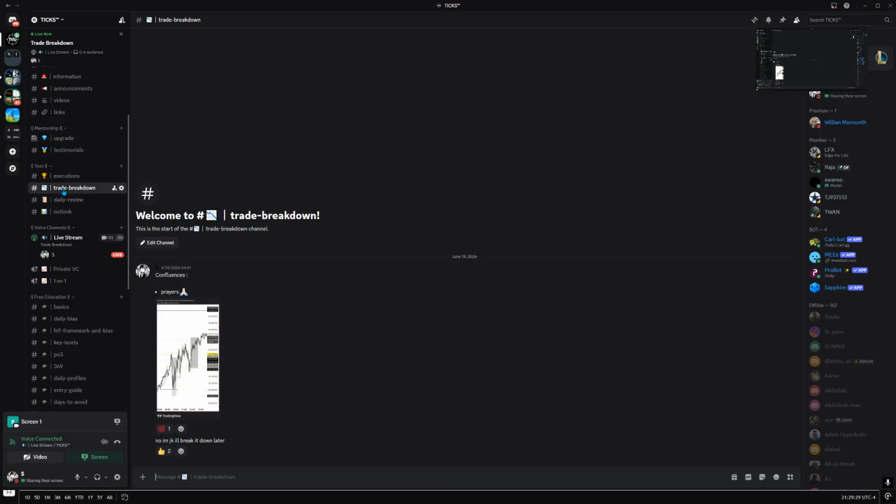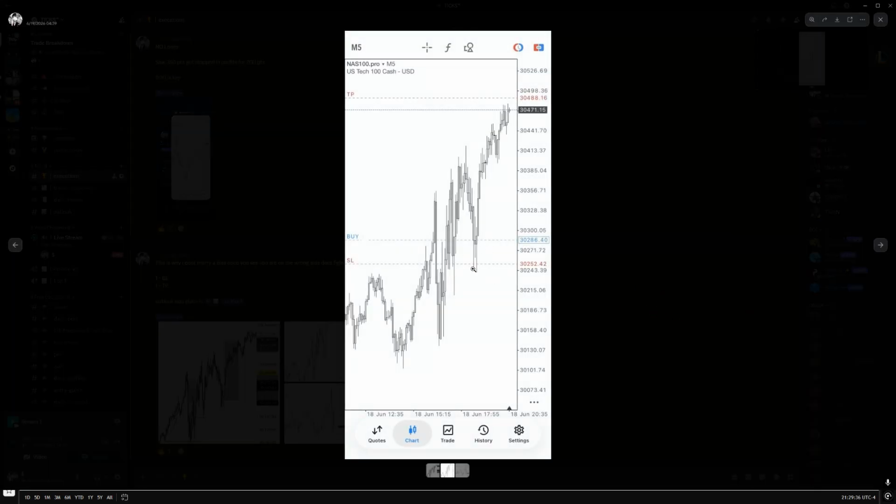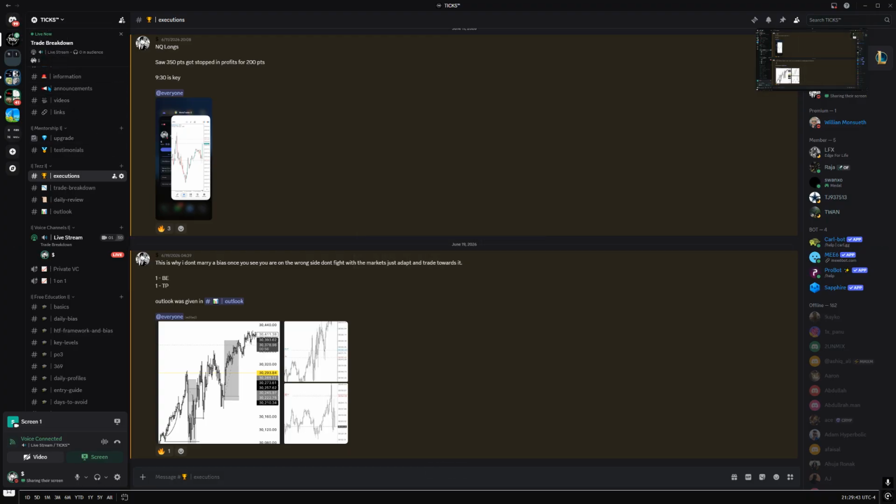And then trade breakdown, which is what I'm making right now. Executions. This was the long for 200 points, TP hit, and this was the short, which was break even. So let's start.